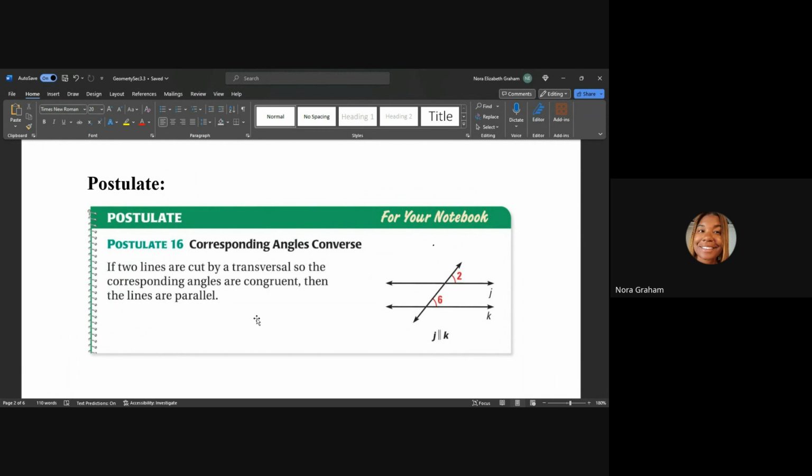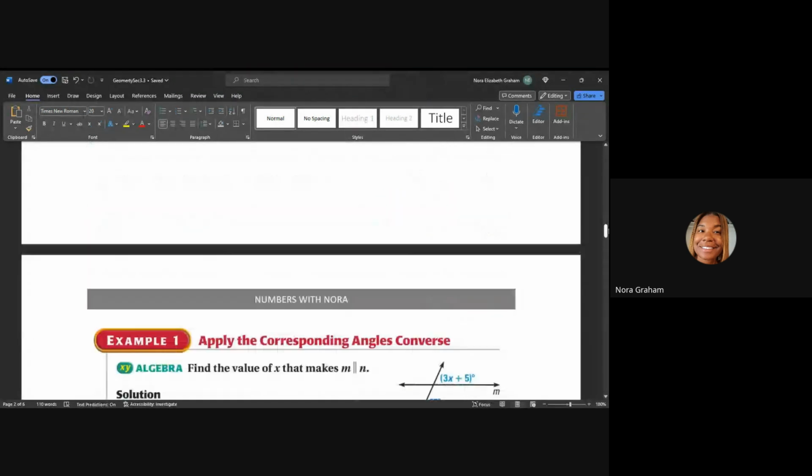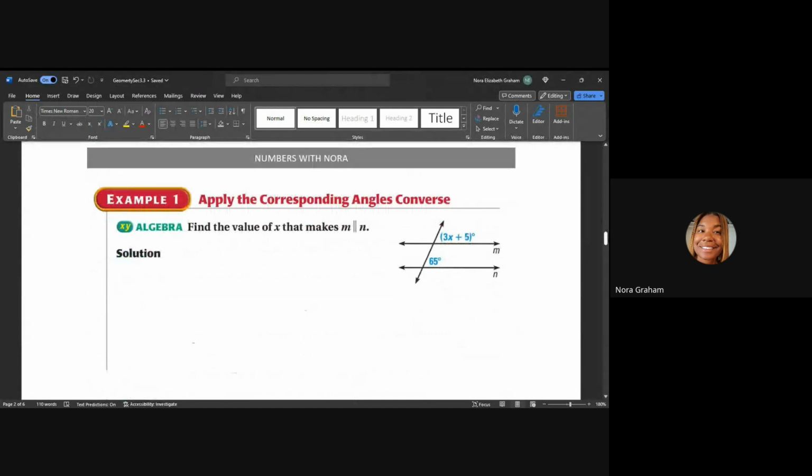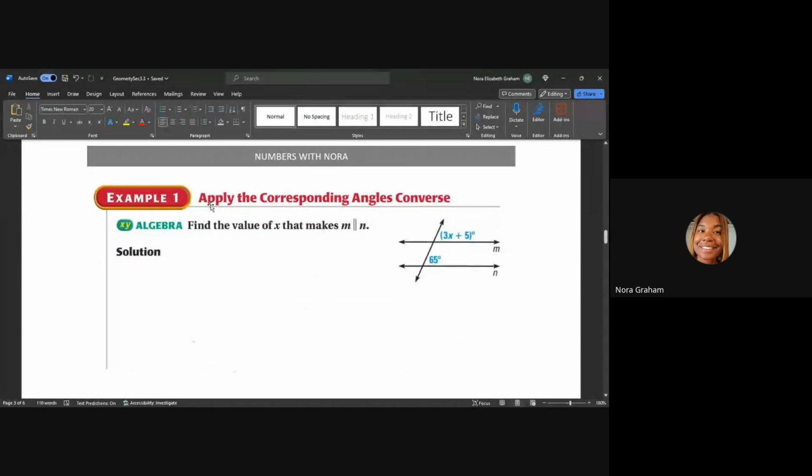We're assuming first that our angles are congruent, and then we're proving that the two lines are parallel due to those angles being congruent. All right, so that's our first postulate, the corresponding angles converse. And let's look at an example of this one right here. So this is example 1, apply the corresponding angles converse.